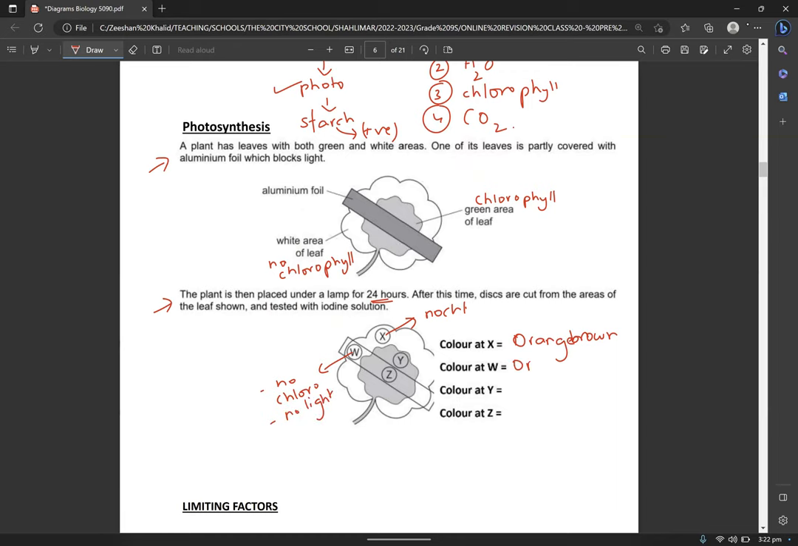So therefore, yahan pe bhi color kya rahega? Orange brown rahega. The test will be negative, and the orange brown color is the color of iodine itself. Whereas Y ke paas sari conditions hain, to yahan pe starch test positive aake hume blue-black color dega. Z ke paas bhi light nahi hai, baaki sari conditions hain. But again, absence of even one of the conditions will cause the color to remain orange-brown.